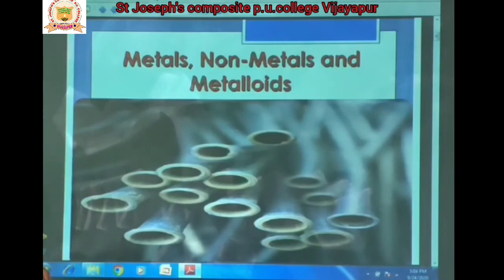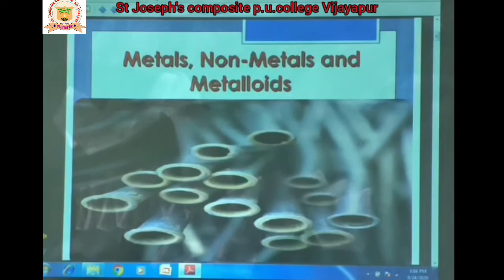Metals are lustrous, meaning they have a shining surface, and they are good conductors of heat and electricity. Metals are solids, and they are malleable and ductile. When metals are hammered, they form thin sheets, and they can be drawn into thin wires. That property is malleability and ductility. These are all the properties of metals.